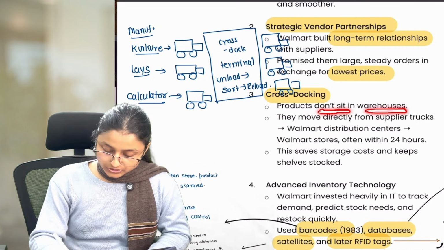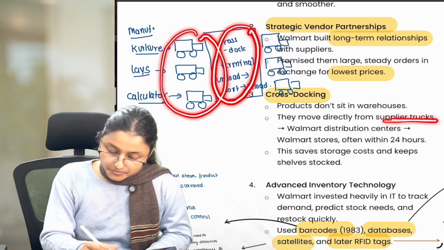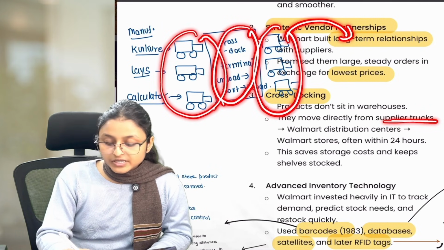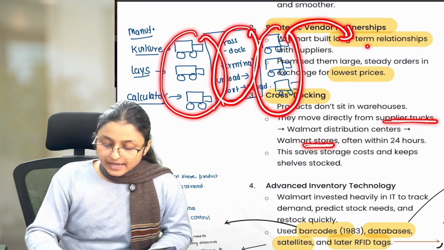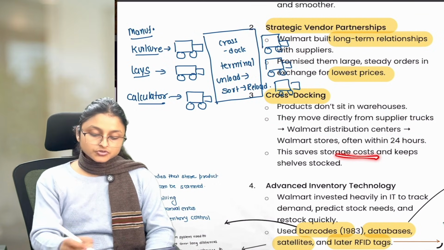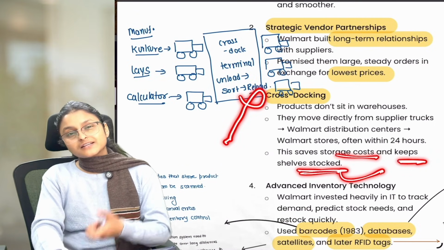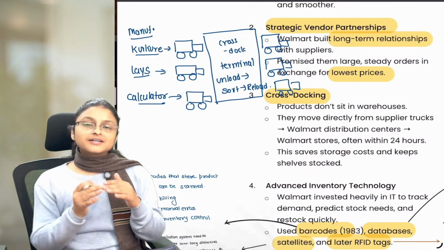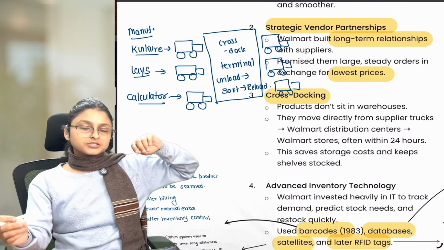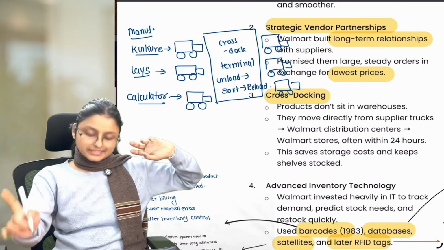Products don't sit in warehouses. They move directly from the supplier's truck to distribution centers, to trucks which will transport the goods to Walmart stores. And this happens often within 24 hours. This saves a lot of storage costs. You need not store anything here, and it keeps shelves stocked. Whose shelves are stocked? Retail store shelves are stocked. How are they stocked? Because we are getting the supply as early as possible. So the shelves will not be empty. They will be stocked as early as possible.